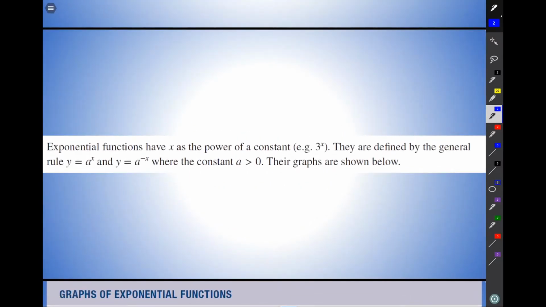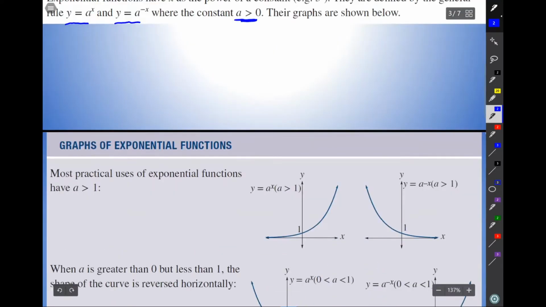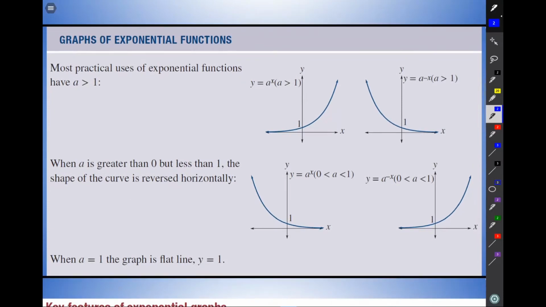This is basically what an exponential function is. It's a graph that looks either like this, y equals a to the power of x, or y equals a to the power of minus x, where a is a constant that's just any number bigger than 0. And this is kind of what they look like. I think it's probably good if you guys pause the video and just write down everything that's on this slide. It's showing you essentially the general form of an exponential function.